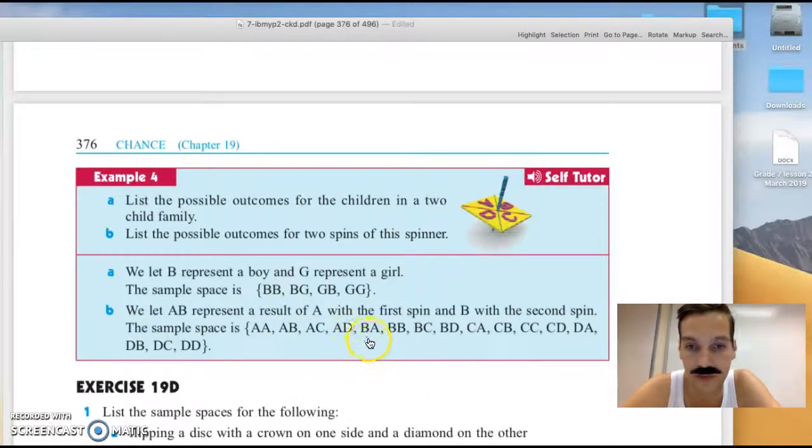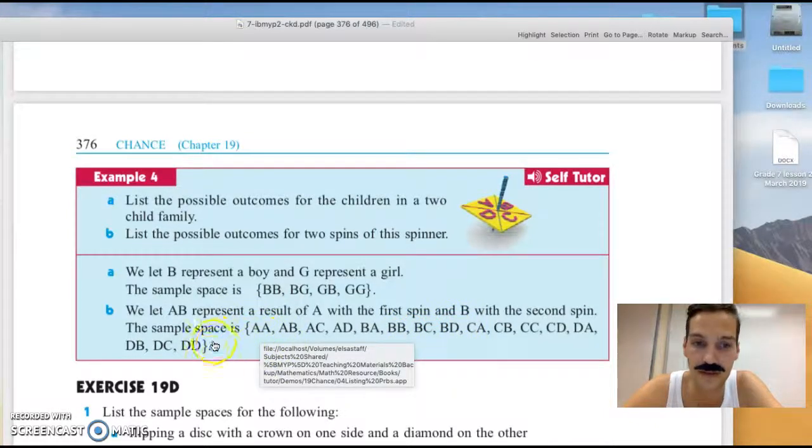Or, on your first spin, you could get a B. That doesn't mean automatically that your second spin will also be a B. It could be an A, it could be a B, it could be a C or D. And you go through all of that. So you need to learn how to write this as a sample space. You need to be able to write it in the same format.